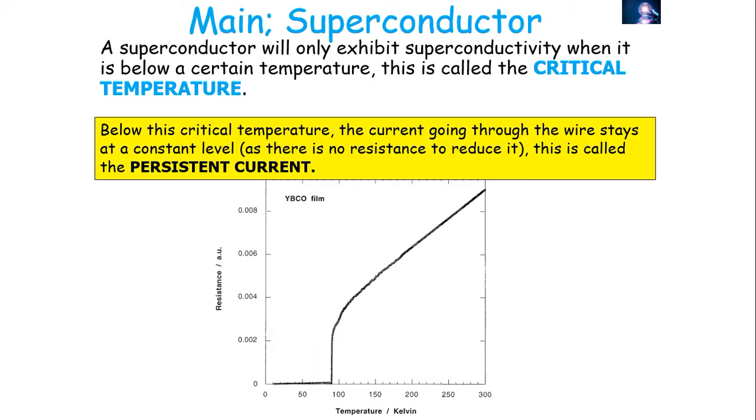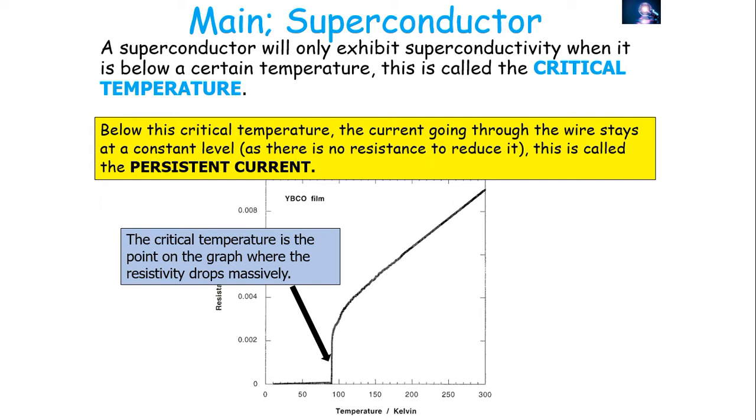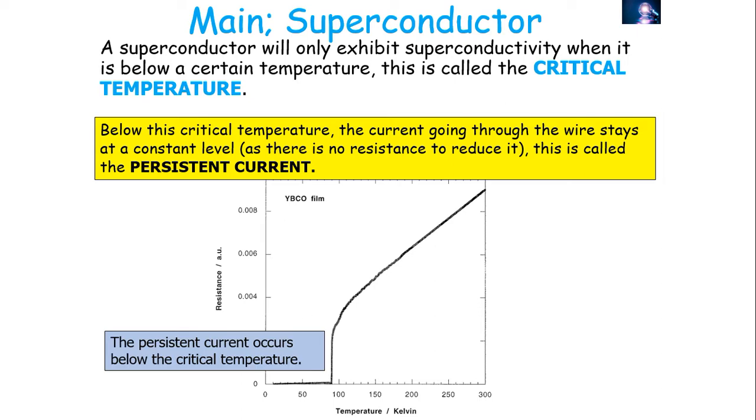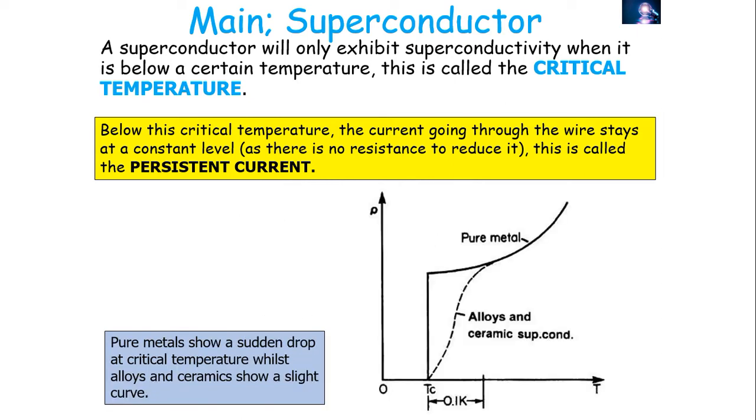Now, a superconductor will only exhibit superconductivity when it's below a certain temperature, which we call the critical temperature. Below the critical temperature, the current going through a wire of the material stays at a constant level because there's no resistance to reduce it, so it's called a persistent current. So the critical temperature is the point on the graph where the resistivity or resistance drops massively, and the persistent current occurs below the critical temperature.